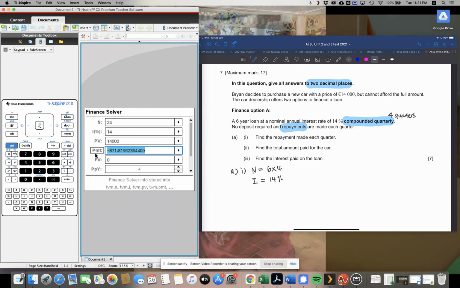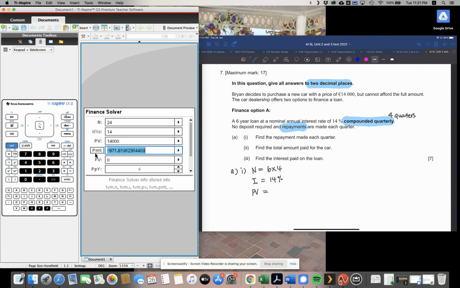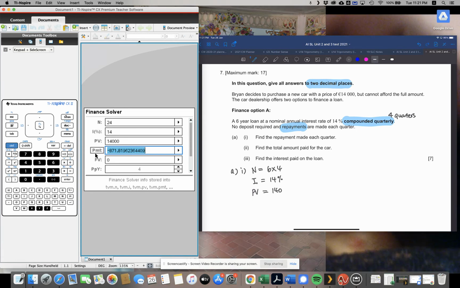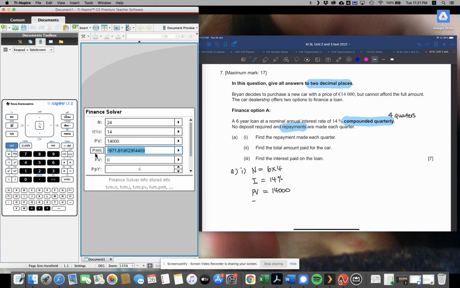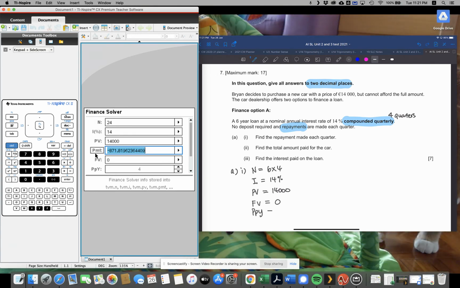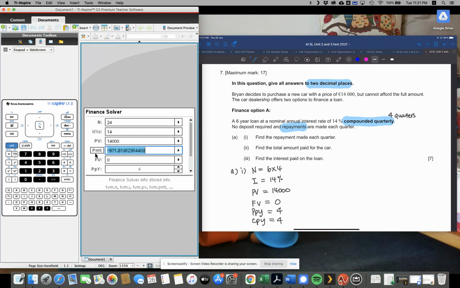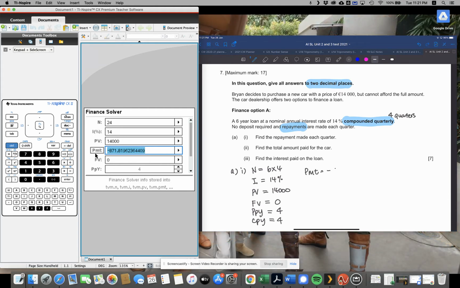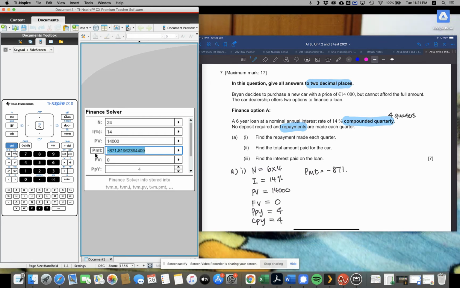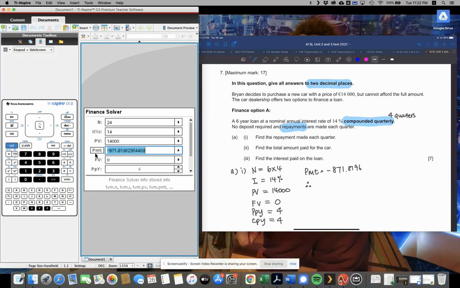So this is what I'm going to write down as my working out. Make an attempt to use technology to help you solve this. At future value, we want it to be down to 0. PPY and CPY, they're both 4 because we're doing quarters. So PMT is equal to negative 871.8196.